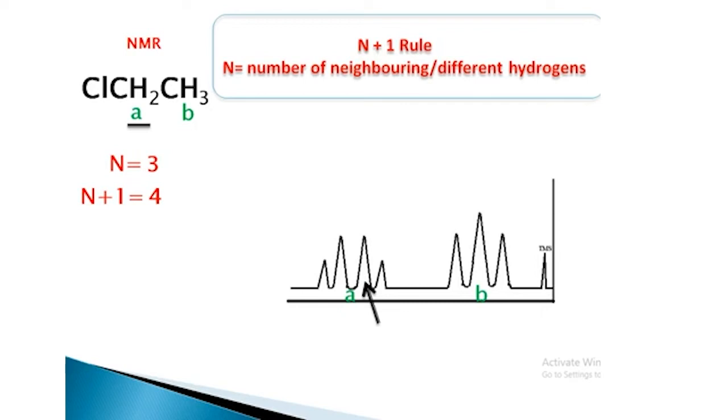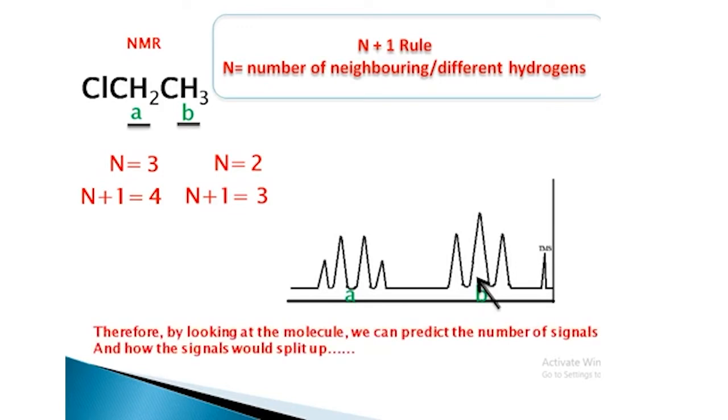Similarly, look at the B type hydrogen. What will be the value of n? This is the B type hydrogen, bonded to this carbon, and this is the neighboring carbon, and these two hydrogens are the neighboring hydrogens of the B type proton, so the value of n is 2. If we plug into the n+1 equation, we get 3, and this 3 is the reason for the splitting of the peak into a triplet. This is how the splitting happened for this particular example. Therefore, by looking at the molecule, we can predict the number of signals and how the signals would split.